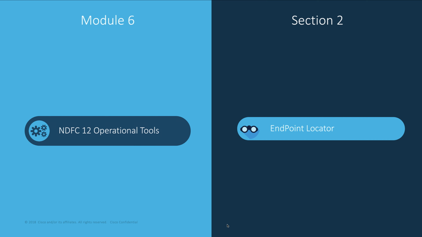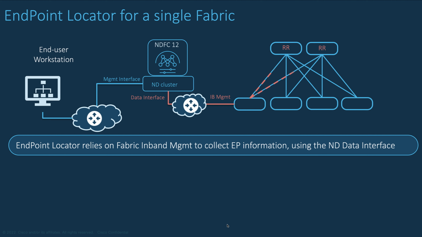We have just seen how to visualize computers, virtual machines, and containers connected to the fabric. Now, let's see how we can analyze the location and the network connectivity history of all endpoints across one or multiple sites. EndPoint Locator relies on the in-band management network of the fabric to collect the endpoint information using MP-BGP EVPN to communicate with the route reflector.